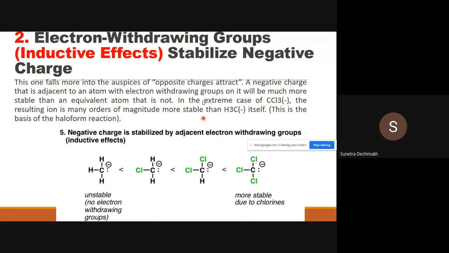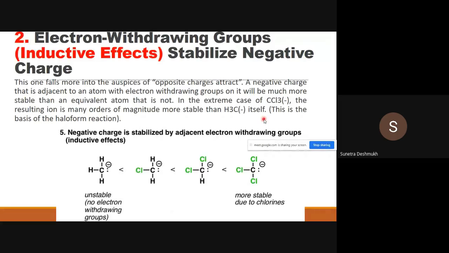A negative charge that is adjacent to an atom with electron withdrawing groups on it will be much more stable than an equivalent atom that is not. In the extreme case, CCl3 minus, the resulting ion is many orders of magnitude more stable than the methyl anion itself. This is the basis of the haloform reaction. We will see the haloform reaction, a name reaction, in our coming lectures.